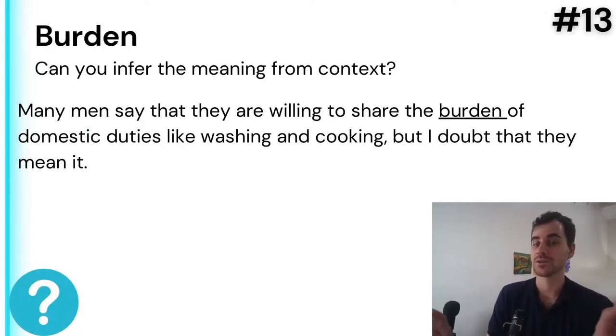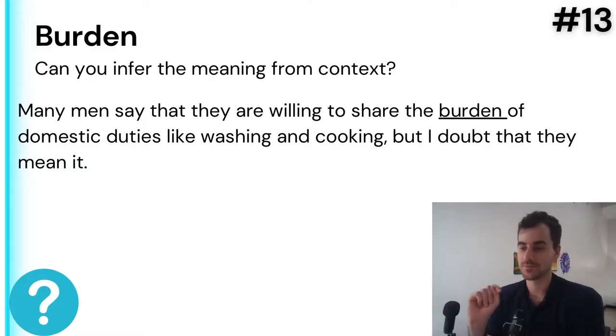Next word, burden, number 13. Many men say that they are willing to share the burden of domestic duties like washing and cooking, but I doubt that they mean it. Okay, so the burden of domestic duties. What is the burden?